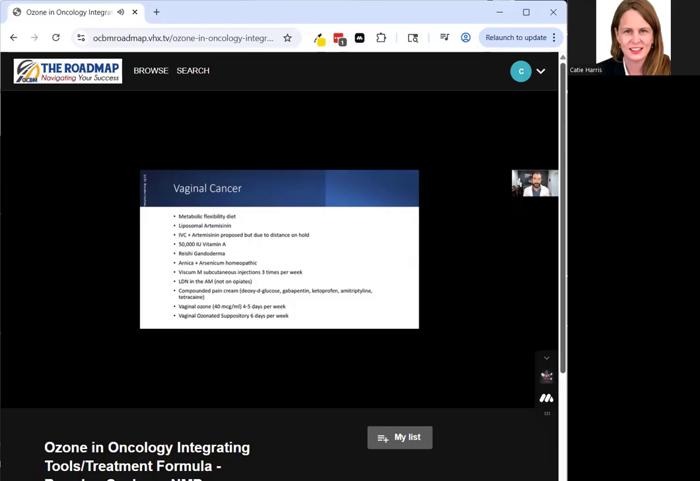We put her on a metabolic flexibility diet, liposomal artemisinin. I tend to like either Quicksilver if they can gag it down, or there's another one called Doctor Inspired, which is in a capsule form of artemisinin. Remember, oral artemisinin, you do want to pulse it. So it's something that you pulse 3 days on and then 4 days off. So typically I would do one capsule 3 times a day, 3 days on, and then 4 days off, or one teaspoon 3 times a day if you're using the liquid, for 3 days on and then 4 days off. We did IVC and artemisinin.